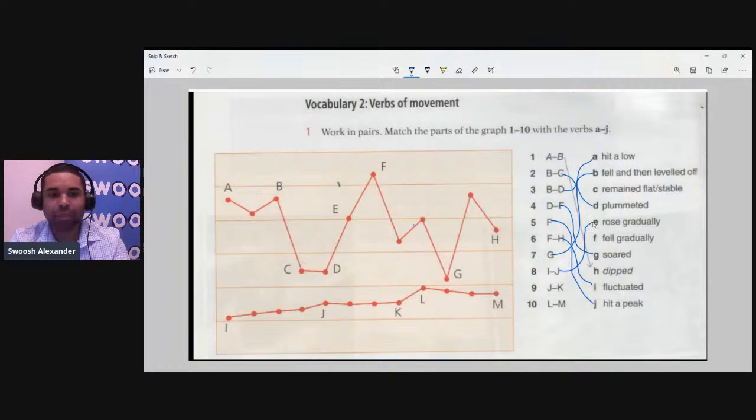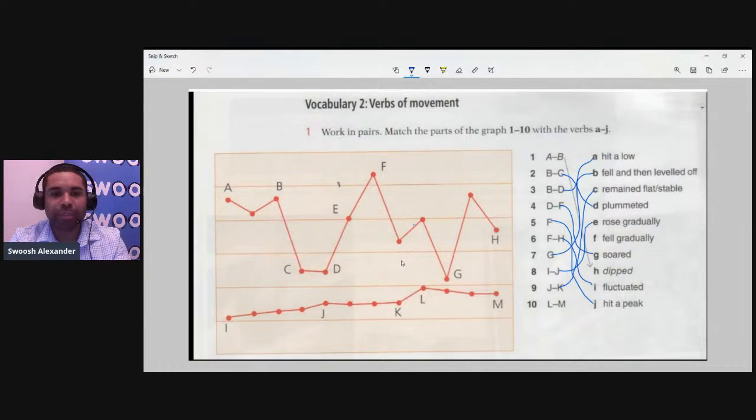Okay, that will be the value between I to J. Between J to K, there is no change. Virtually, there is no change. It stays almost exactly the same. And so we can describe it as it remained flat or remained stable. So that would be the answer for number 9.